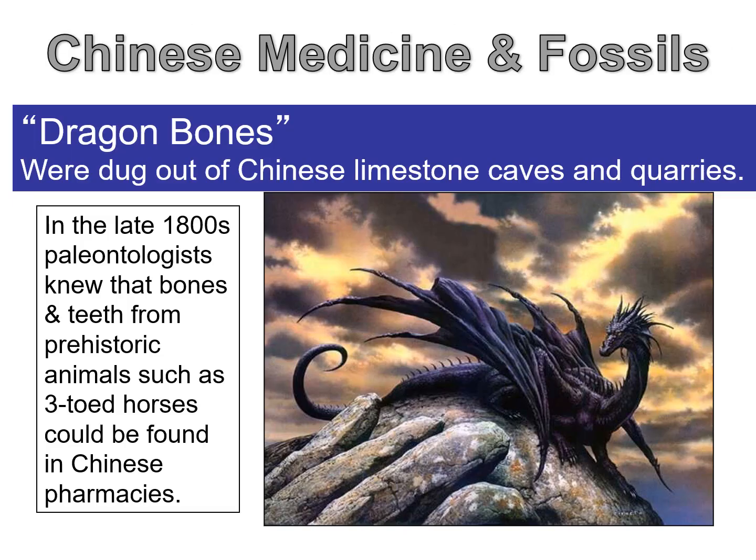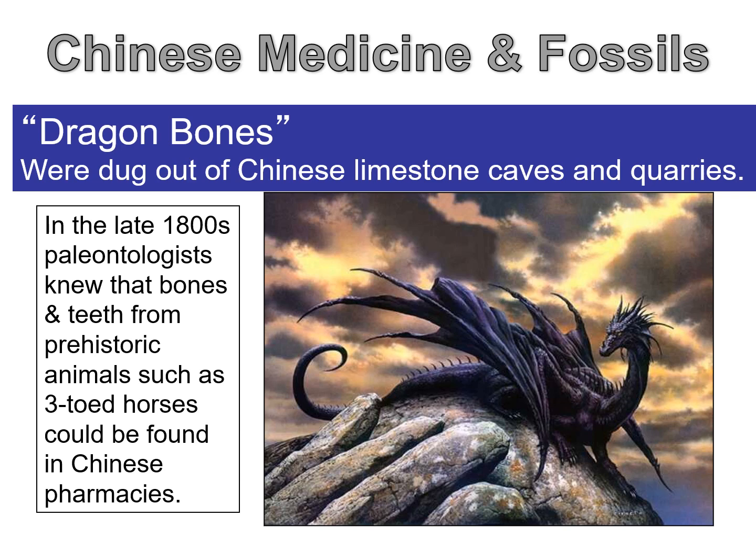So, in the late 1800s, paleontologists knew that the bones and teeth from prehistoric animals, such as three-toed horses and other ancient human fossils, could actually be found in Chinese pharmacies. And the reasoning behind this, and the reason why a whole lot of research wasn't done in China up until about the late 1800s, early 1900s, was because of this notion of dragon bones used in Chinese medicine, right?